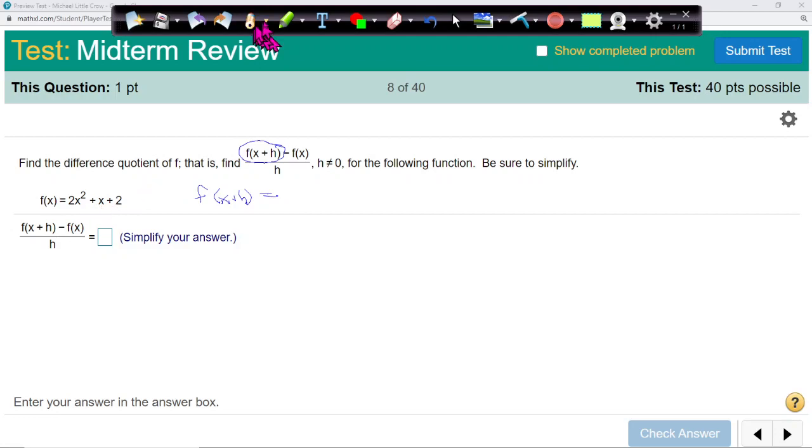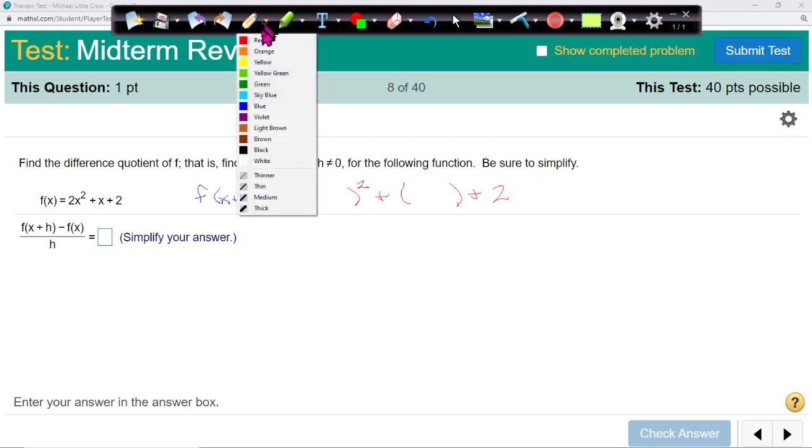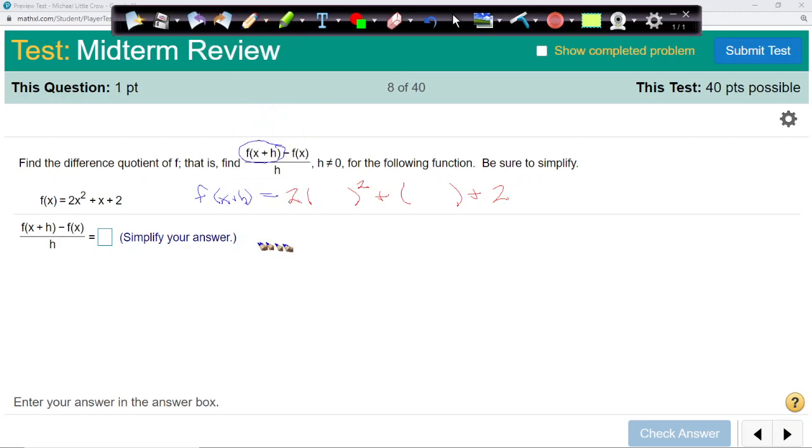So what this means, remember, is we're going to rewrite this function, and everywhere there's an x, we'll put a nice big open parenthesis. So it's 2 parentheses squared, plus parentheses, plus 2. Writing it this way just makes it so much easier. Whatever's in these parentheses needs to be inside these parentheses: x plus h, x plus h.